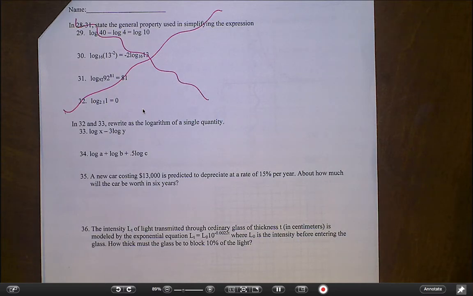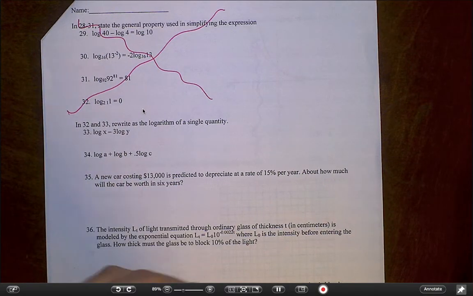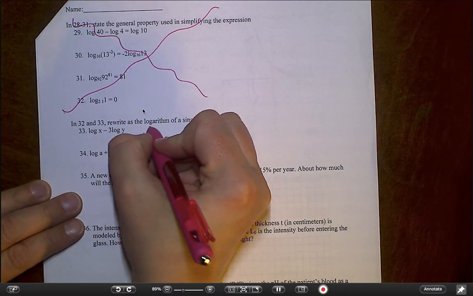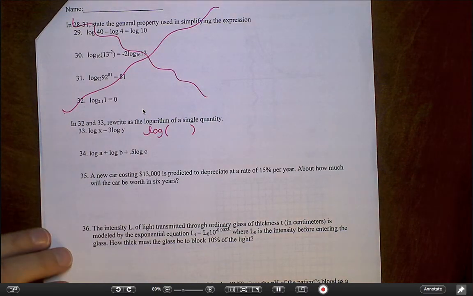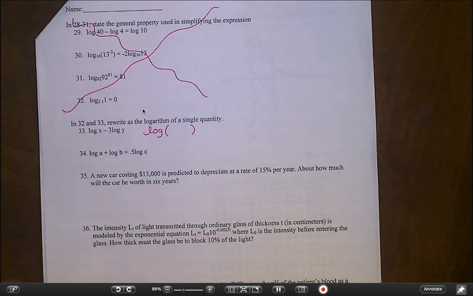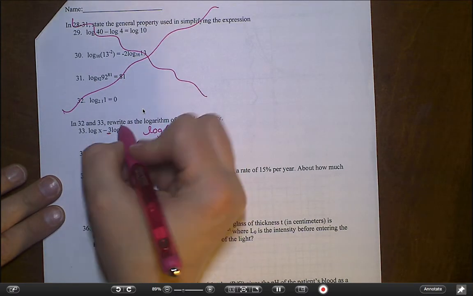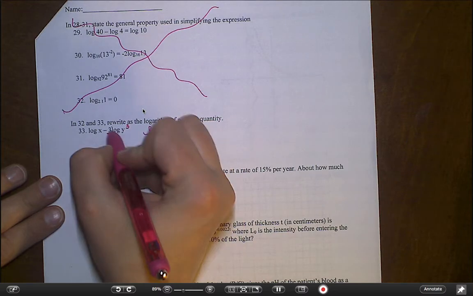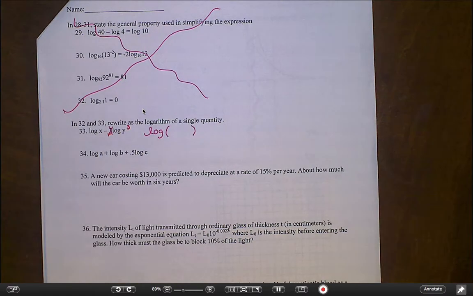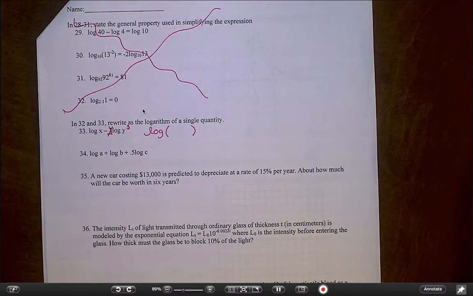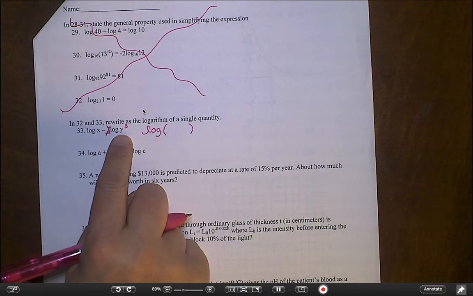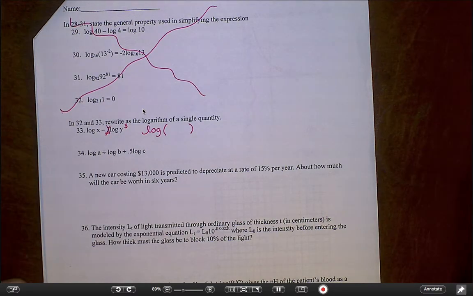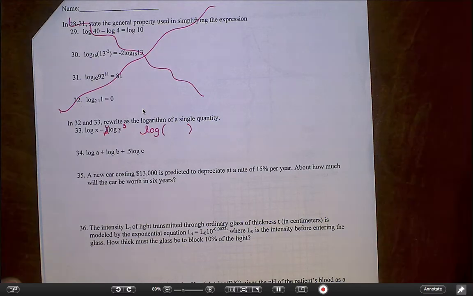So let's look down at 33. 33 wants you to use the properties to put the logs back together again. We want to be able to write this as just a single log of some big quantity here. The first thing to look for when you're doing one like this is any of these numbers out in front, they need to be put back on top as exponents. So that 3 really belongs as an exponent on the y. And then, because this is subtraction with logs, that means the x and the y should be connected through division, because subtraction of logs indicates division.